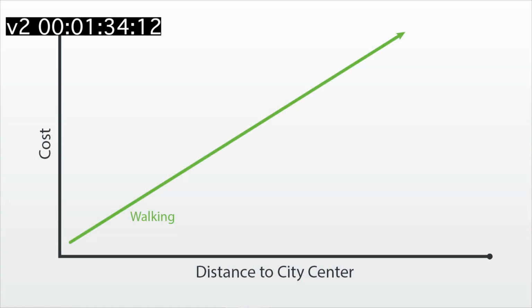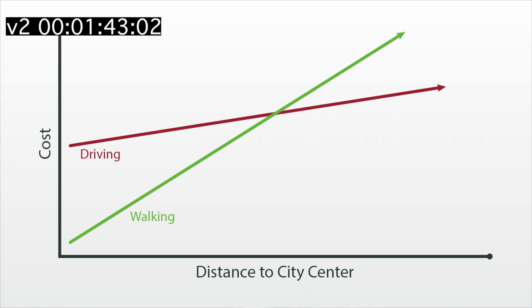Sure. Let's allow two transportation technologies. Walking, which looks just like before, a ray coming out of the origin, and owning a car. Owning a car includes some fixed costs, like the down payment and insurance costs, but then the per-mile commuting costs are lower than walking. So it has to have an intercept above the origin, but then a flatter slope. There will exist a distance from the city center at which it makes sense to switch from walking to driving.